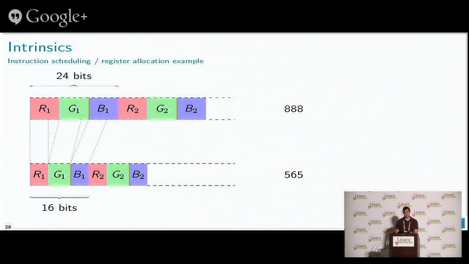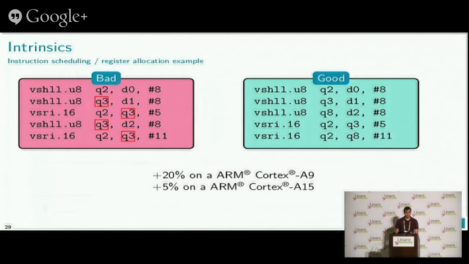I'm going to show you a little example of this, through a simple code snippet which does 888 to 565 image conversion. So you start with pixels, 3 channels, 8 bits per channel, and you end up with 2 bytes per pixel: 5 bits plus 6 bits plus 5 bits. The box on the left, which I titled bad, is an example I found in an early draft of the Neon Programmer's Guide. It shows a simple 5 instruction sequence which you can use to do that conversion.